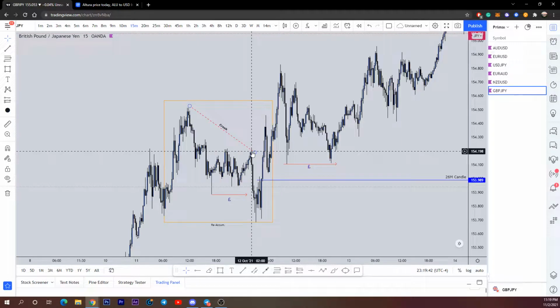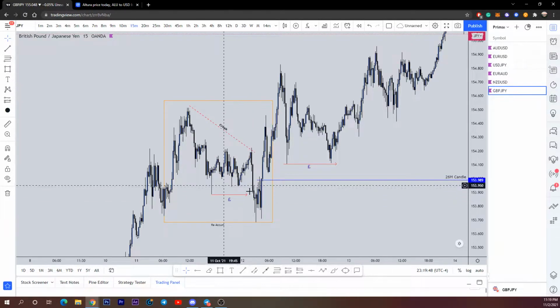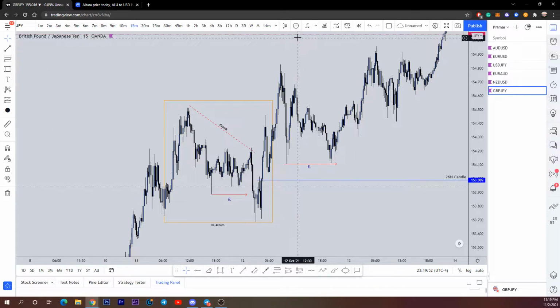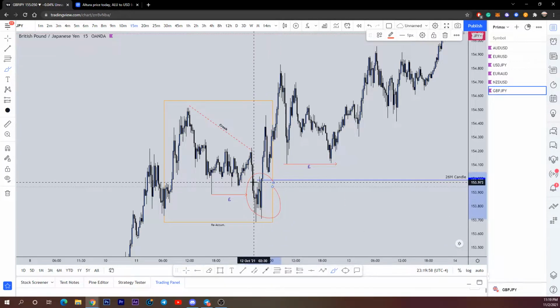Boom, London's going to open. This is like pre-London, Frankfurt. It's going to open and manipulate. We're going to take out all these people that are buying here, all these people that are selling up here. Then the market's going to drive towards the way that they really want to go. After that, guess what? You just open on the mitigation right here. This is where the sponsor candle comes in, and the order blocks.